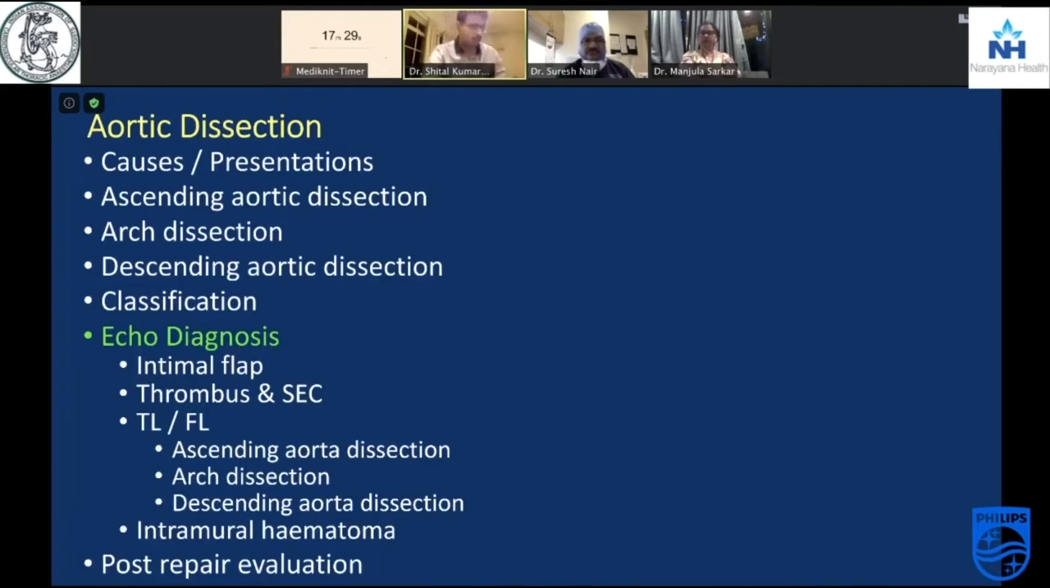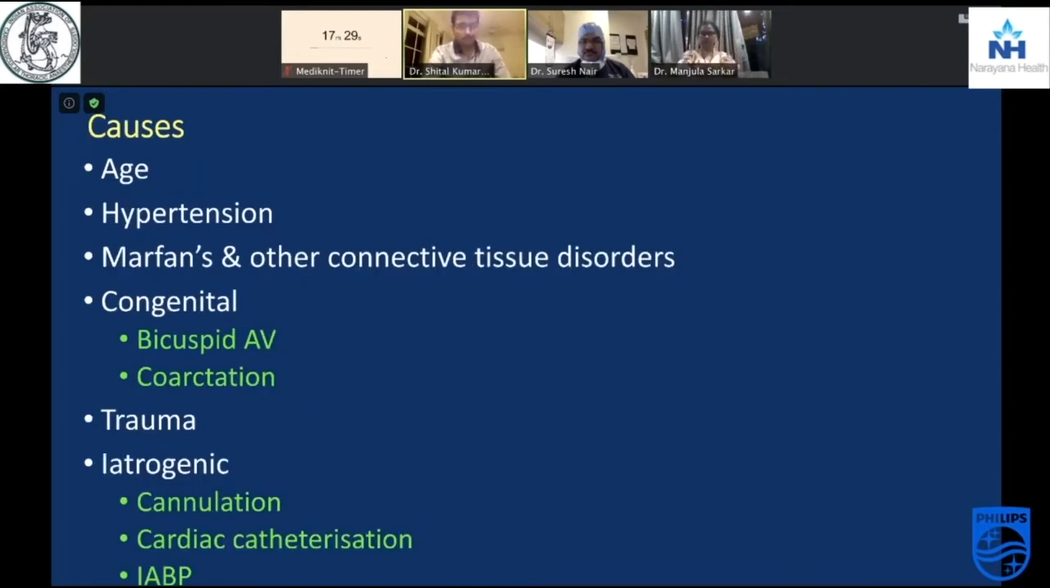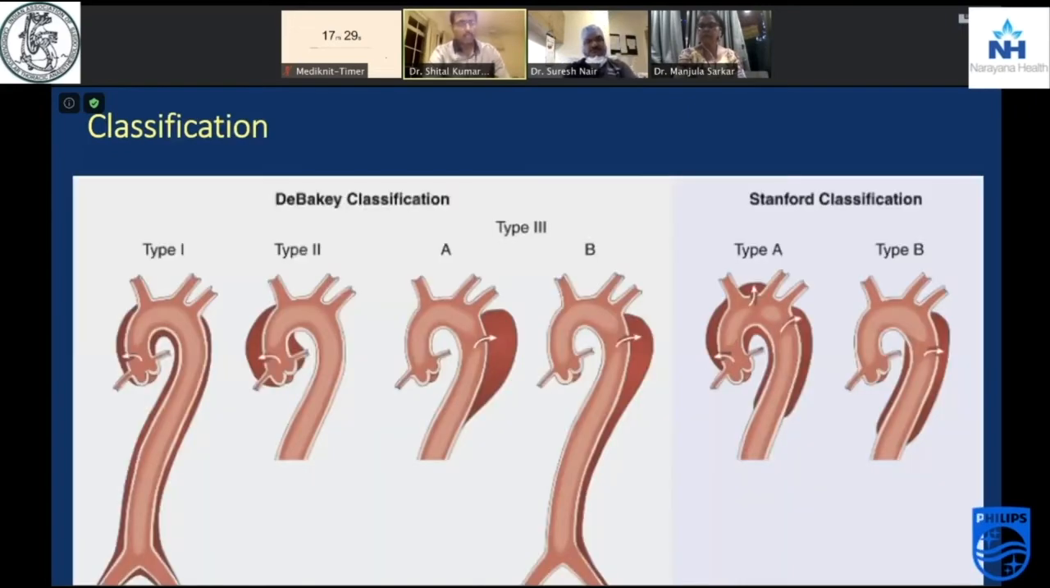I proceed into the second pathology, aortic dissection. And that's the list which I plan to cover. And then we will go through all the videos as well. Again, I'll skip with the time. I will skip the usual etiology, which is available in all the books: congenital, trauma, iatrogenic. We are quite aware of the two popular classifications, DeBakey's classification and Stanford's type A and type B classifications.